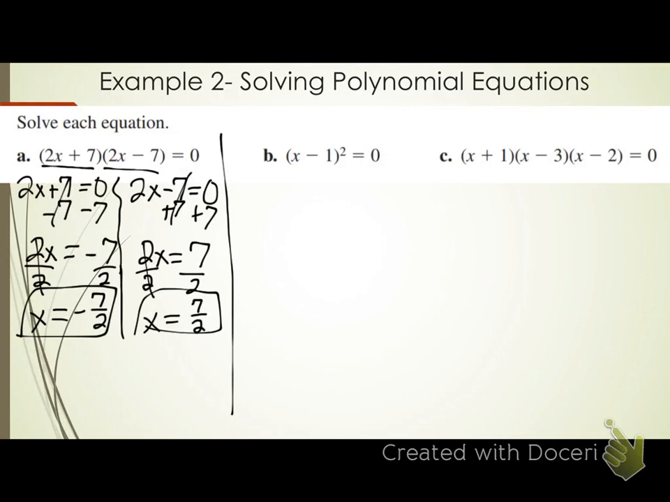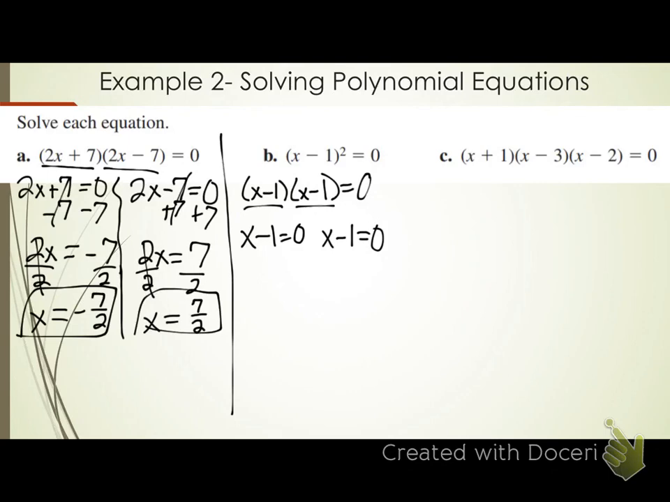B. X minus 1 squared equals 0. What's another way to write x minus 1 squared? X minus 1 times x minus 1. Can I use the zero product property here? Yeah, I've got two factors being multiplied. They're set equal to 0. So what do I need to do? Set them both equal to 0. Take each factor, set them equal to 0.